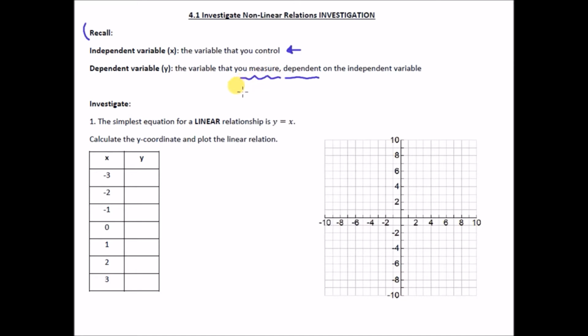Okay, so let's investigate. So the simplest equation for a linear relationship is y equals x. Okay, so let's actually sub in these coordinates from the x column into y equals x, and then we're going to actually plot this linear relation. So x is -3. Well, if x equals y and y equals x, then the x column is just going to be duplicated. Like x equals y, x equals y, x equals y, right? All the way down.